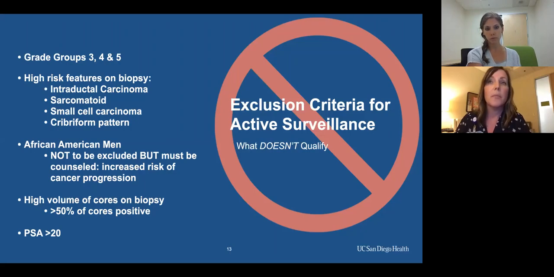Those with high volume of cores on biopsy, also translated as having more than 50% of cores positive, and a PSA over 20. I will add, when a PSA gets close to 10, it is important to pursue additional testing, and that is either an MRI or repeat biopsy, and we'll talk about that.